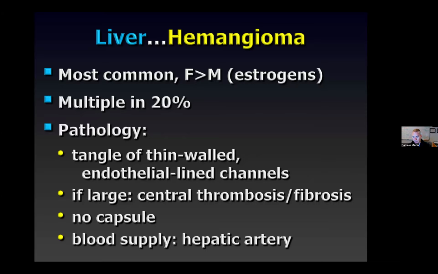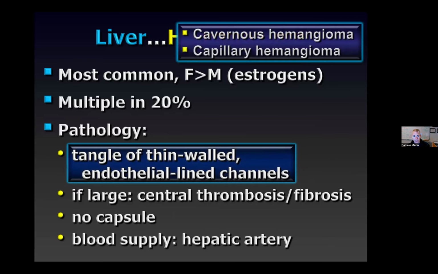When lesions become very large, the central portion of the lesion can thrombose and become fibrotic. The lesion does not have a capsule. It's generally very soft, so it will not cause any mass effect on the liver capsule. And the primary blood supply of hepatic hemangiomas, I just want to remind you, is from the hepatic artery. It's also important to address the two different subtypes of hepatic hemangiomas, the cavernous and capillary hemangiomas, which have pretty distinct and diverse imaging findings.